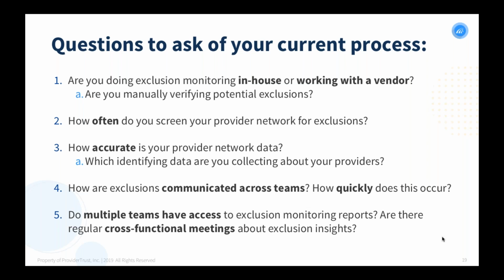How are exclusions communicated across teams internally, and how quickly does this occur? So really, what's your process if you have found something, who does it go to, where does it go, and is that something that's easy for the different teams to view? For example, compliance may own exclusion monitoring, but provider network operations may own the data and may have to actually make the changes in a system, or claims may have to then stop a claim. And how quickly does that information get from one team to the other in your organization when you're finding exclusions or not? And then lastly, do multiple teams have access to exclusion monitoring results and reports?